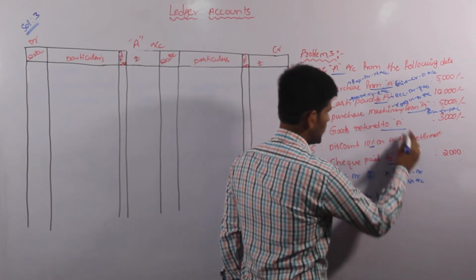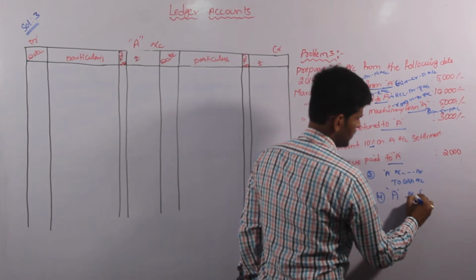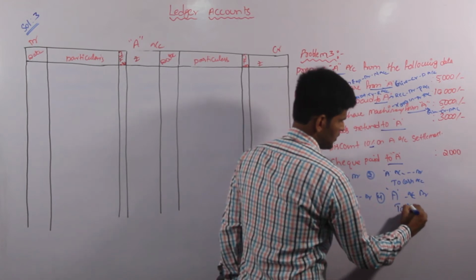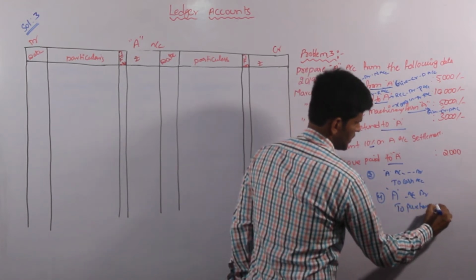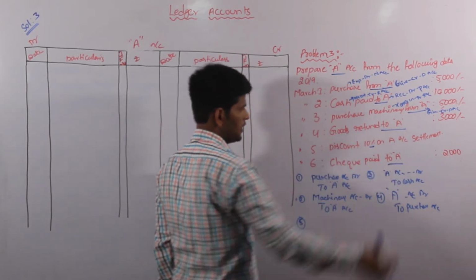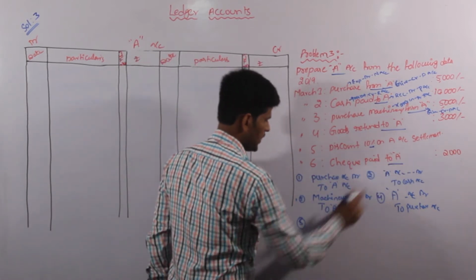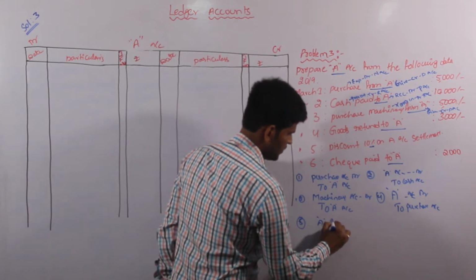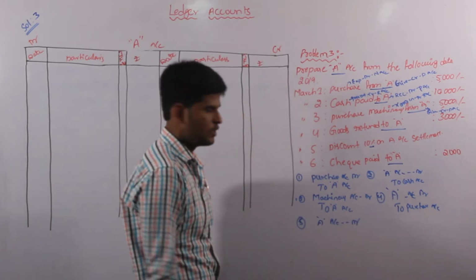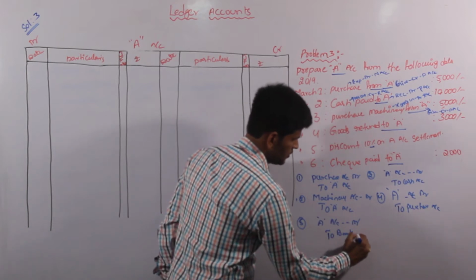And next, goods returned to A. Directly I am writing: to A means A is the receiver. Receiver is on the debit side of a personal account. We are returning goods, that is nothing but purchase returns account. And the fifth one, discount, will be done after finalization of the problem. Cheque paid to A. To A means again A is the receiver, so the debit side. Cheque means we are paying by cheque, which goes out, so the credit side, and cheque is converted into bank account.